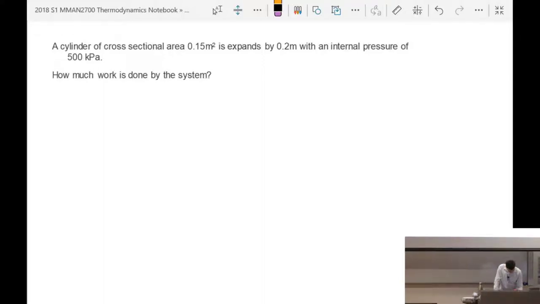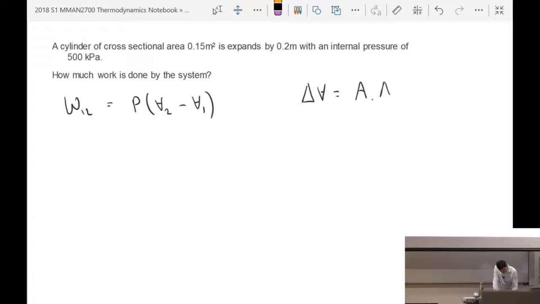All right. So we have said that work from 1 to 2 equals, it's isobaric. The pressure doesn't change, which is nice. So it's pressure times volume 2 minus volume 1. We don't know what the initial volume was, but we know that some area is swept through some volume, so we know what the change of volume is. So delta V, and I should write that so we're not confusing it with velocity. Delta V equals area times delta X for us, right?